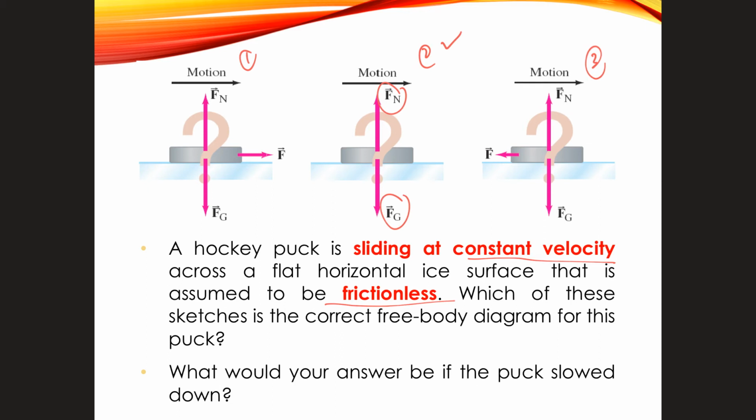Okay, for the first one, you continuously apply force, that's why you are going to move forward. But in the third one, this force is opposite to the motion, so this is basically Ffr, which is friction force. Okay, so what will your answer be if the puck slows down? The answer is number 3. Why do you slow down? Because there's something that opposes the motion, which is frictional force. Okay.